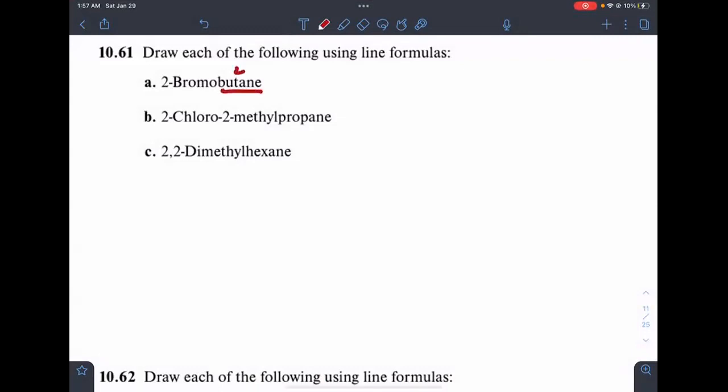So we have butane, which is 4, and then bromo means bromine, right? So for A, we're going to go 4, 1, 2, 3, 4. And then on carbon 2, because that's the number over here, we're going to put a bromine. So we're going to go 1, 2, here's 2, and I just draw a line down. If I left it like this, it would be a methyl group, but because it's not a methyl group, I'm going to put a Br there. Okay. All right.